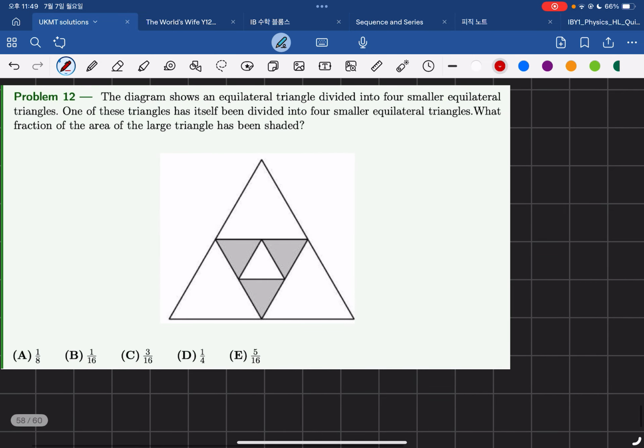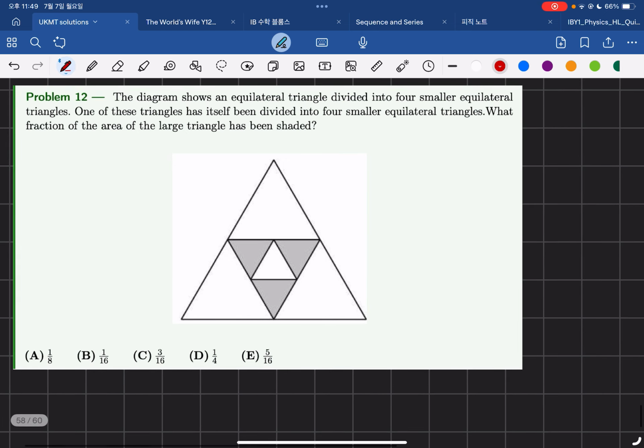Problem 12. The diagram shows an equilateral triangle divided into 4 smaller equilateral triangles. One of these triangles has itself been divided into 4 smaller equilateral triangles. What fraction of the area of the large triangle has been shaded?